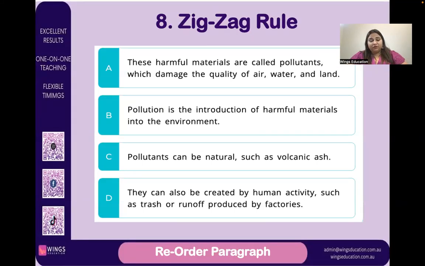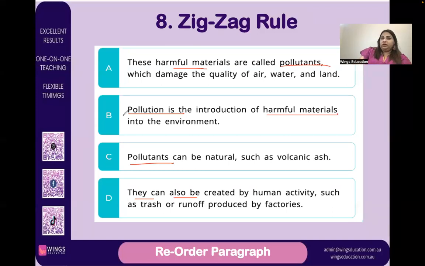Zigzag rule. Now that's my favorite rule. What is this rule? You connect your sentences using the repeated words, I mean, this strategy. So you can see pollutants, harmful materials, pollution. We're just looking for the repeated words, okay? Harmful materials, pollutants, by human activities. D can also be connected through activity. Pollutants, these harmful materials, then that means harmful materials.